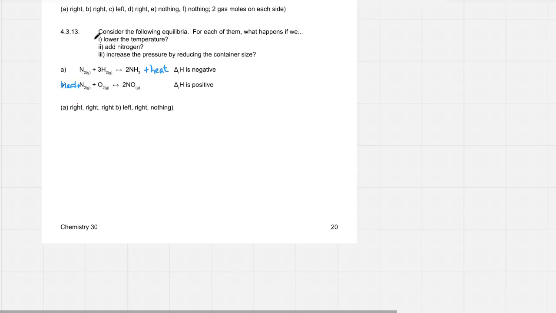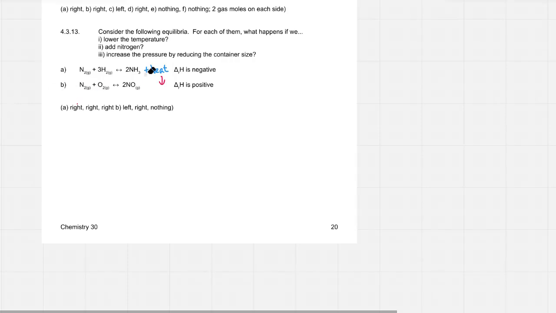Okay, now if they lower the temperature, it means our stresses look like this. What would these systems do? Reaction A wants to replace the lost heat, so it'll go up on the right, down on the left. In other words, it'll shift to the right. This one, again, wants to replace the lost heat, meaning it'll produce left side stuff. The reaction will shift to the left.